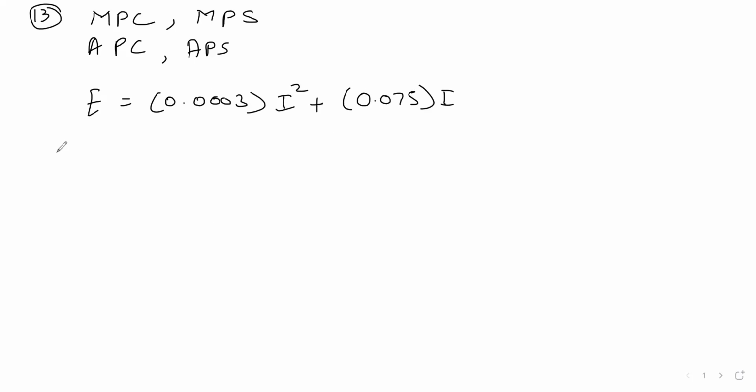So first, marginal propensity to consume is derivative of expenditure. So this is nothing but first order derivative, that will be 0.0006 I.